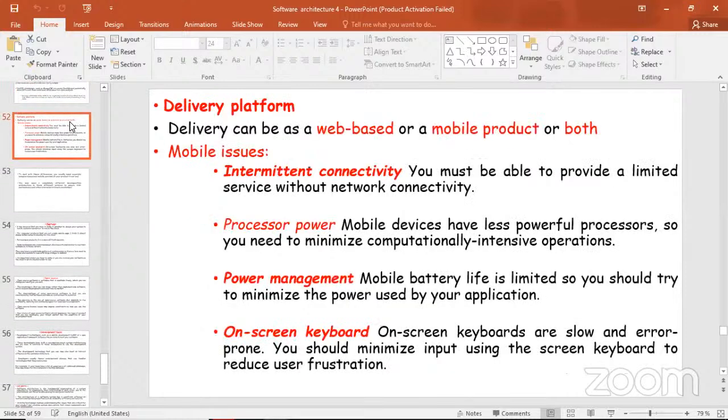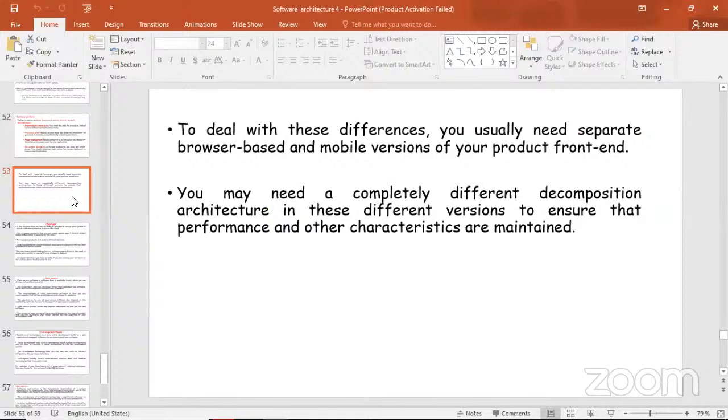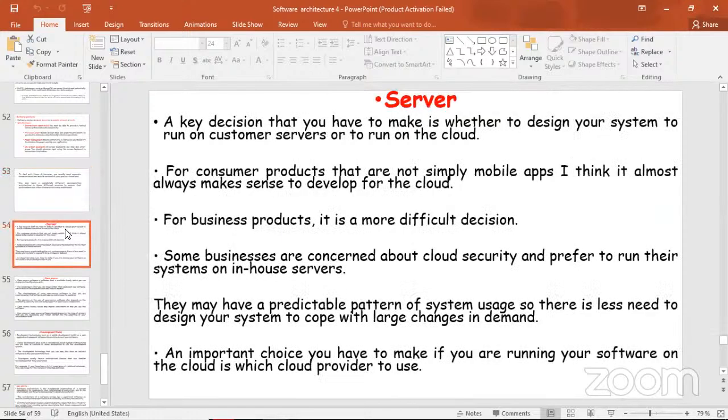Okay, so delivery platform. Delivery can be a web-based or a mobile product or both. Mobile issues: internet connectivity, processor power, power management, on-screen keyboards. So these are issues that you need to consider for mobile. To deal with these differences, you usually need separate browser-based and mobile versions of your product front end. You may need a completely different decomposition architecture in these different versions to ensure that performance and other characteristics are maintained or are balanced.